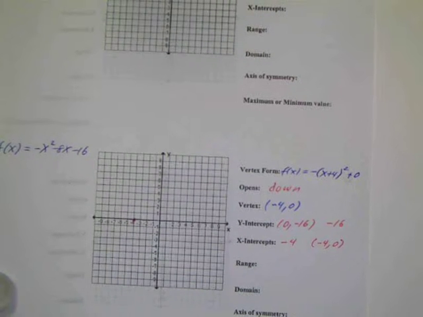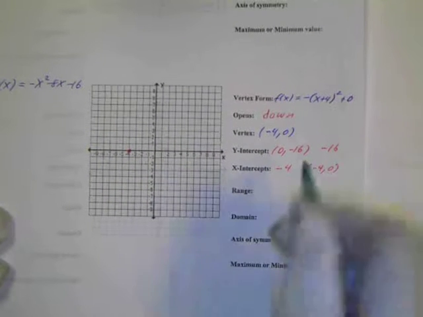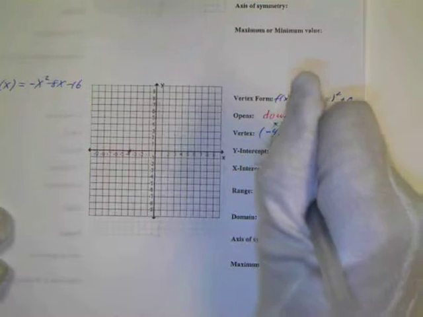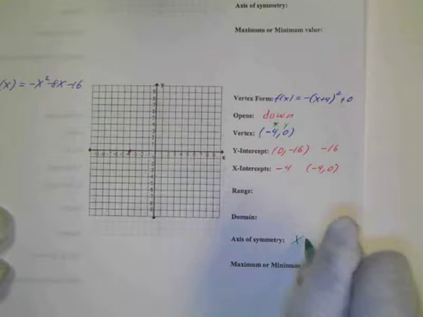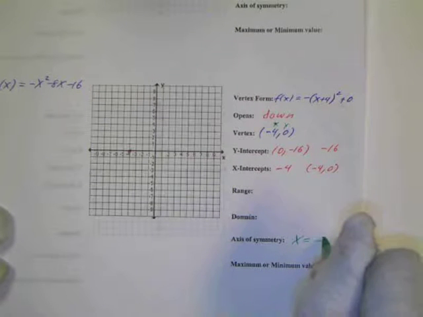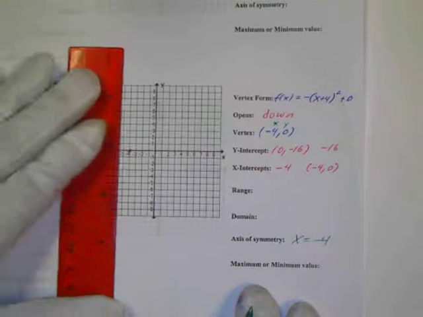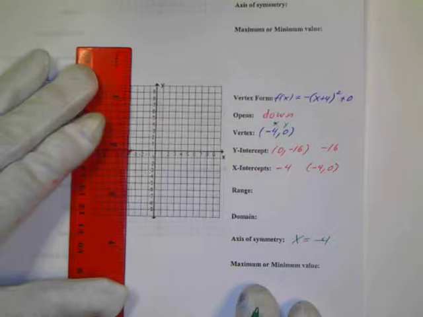So it's easy to see the axis of symmetry. The axis of symmetry is going to be the x value. This is x and y. And the x value will be the axis of symmetry, so that's going to be x equals -4. So that's just this vertical line. But since it's open down, I'm just going to draw it down.